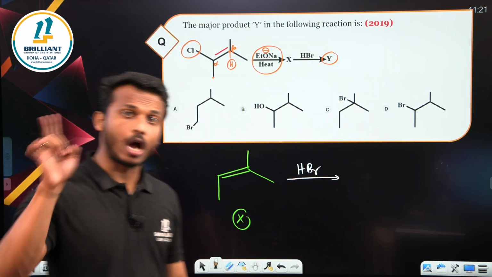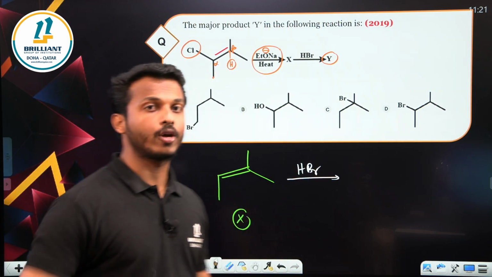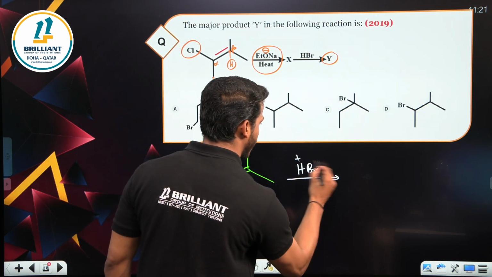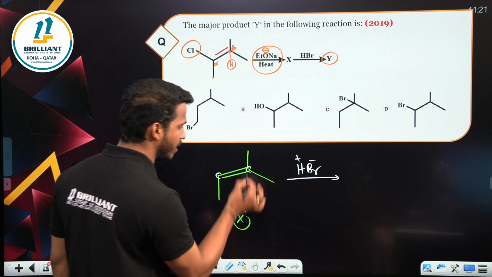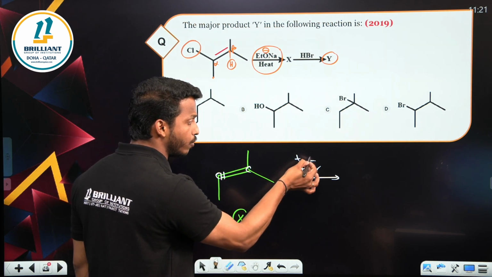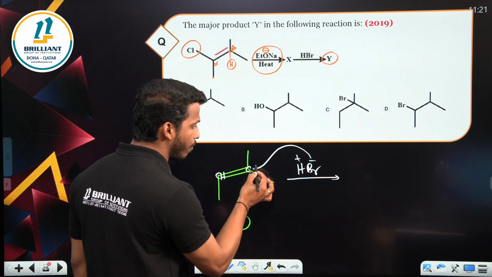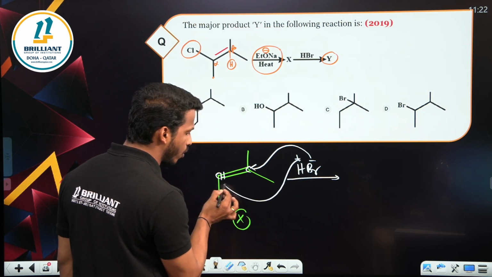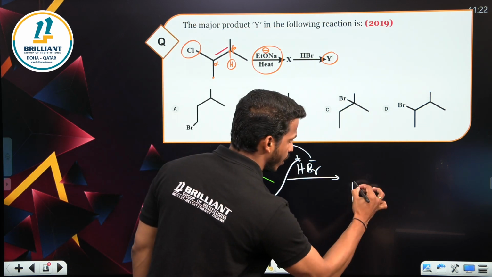You know, HBr without peroxide means Markovnikov's rule. What does Markovnikov's rule say? You can see this is just a C, and this is CH, right? The negative part of the addendum goes to the carbon with fewer hydrogens, and the positive part goes to the carbon with more hydrogens. So what will you get, dear all?